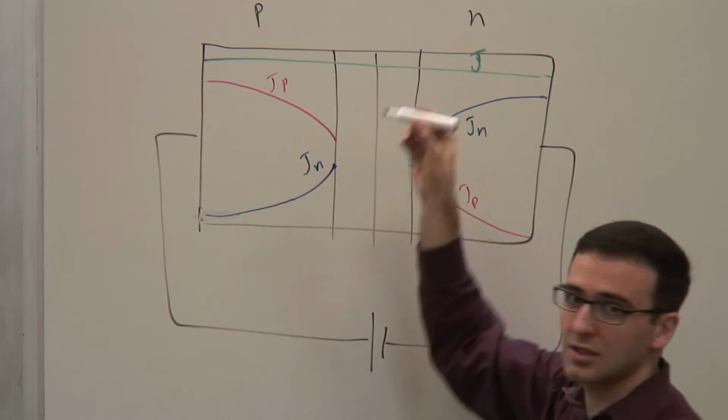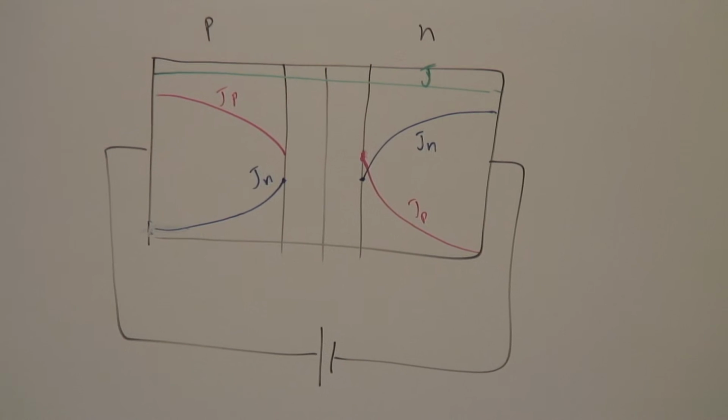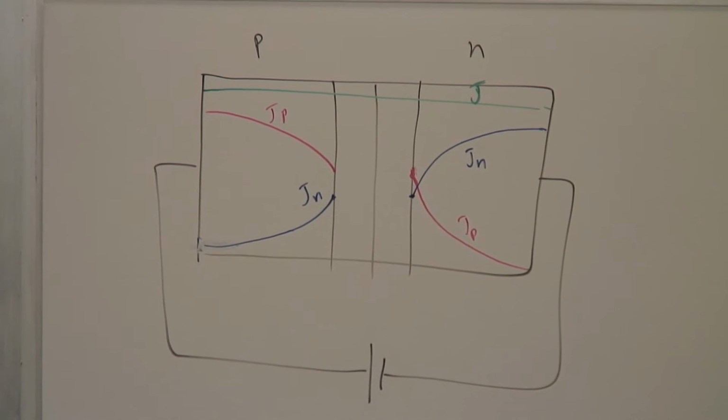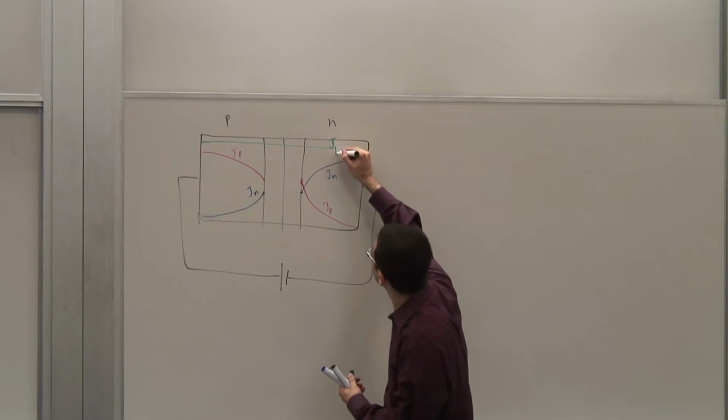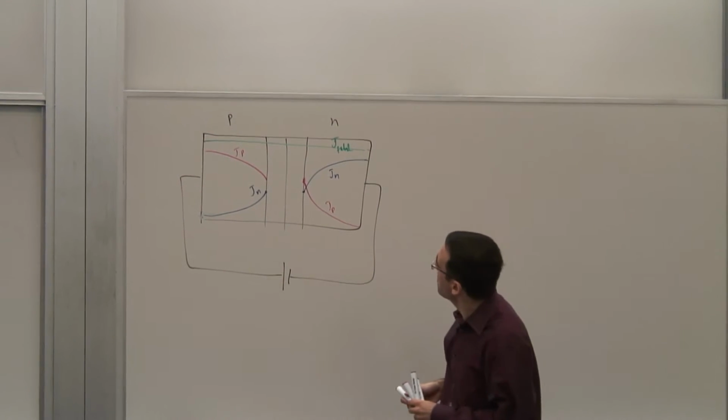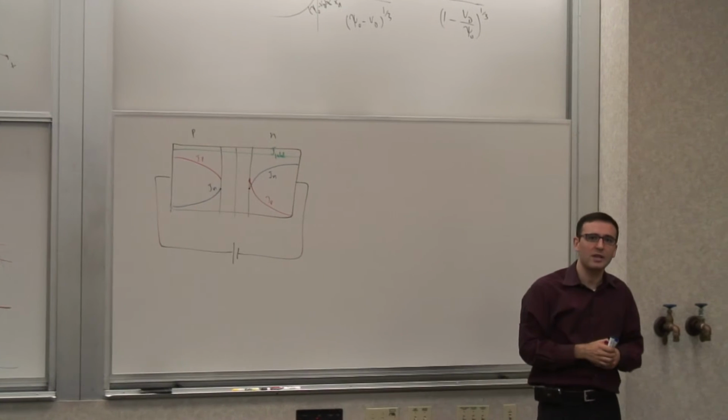If this thing has a constant cross-section, it has to be, right? It's kind of like a slab, rectangular design, has to be constant. So this is J total. So that's the way the current is distributed. But why is that important?